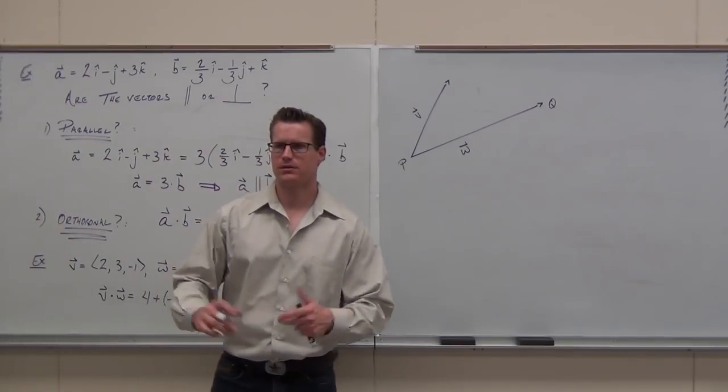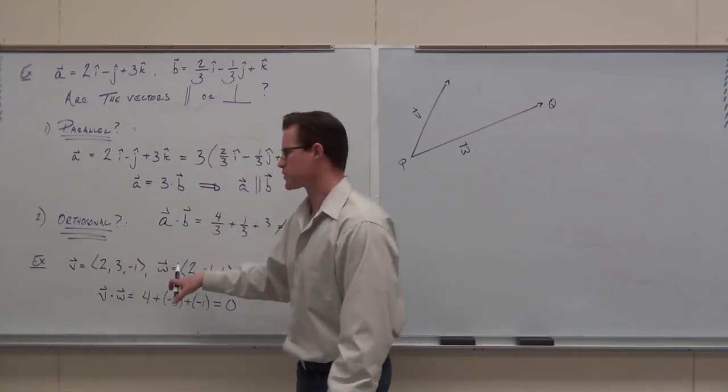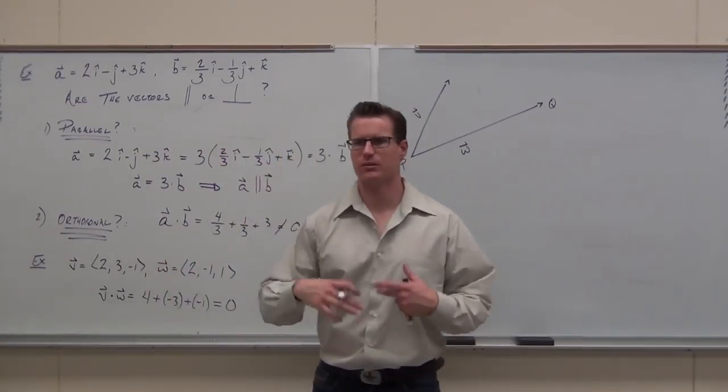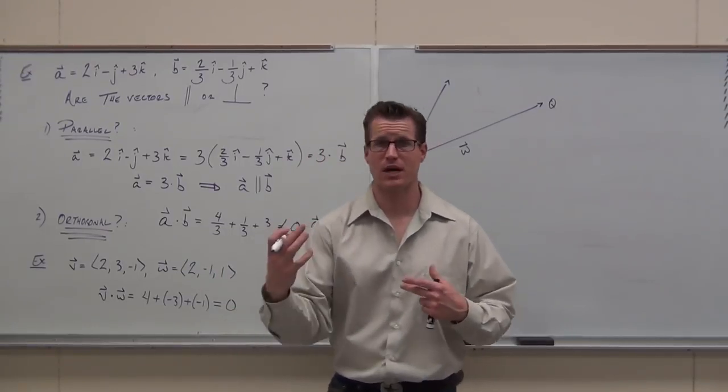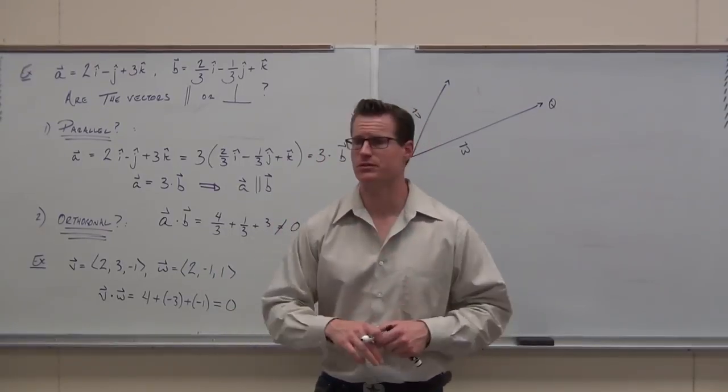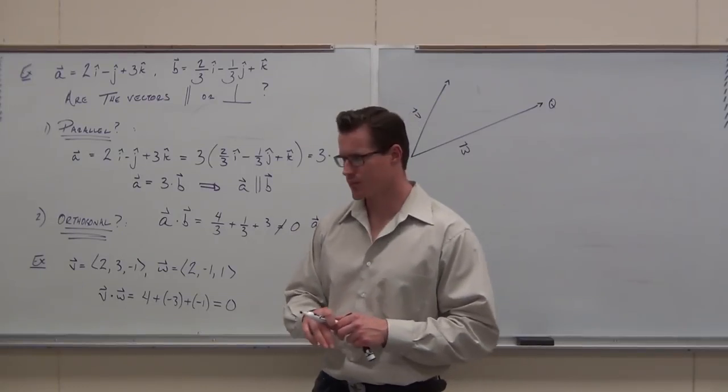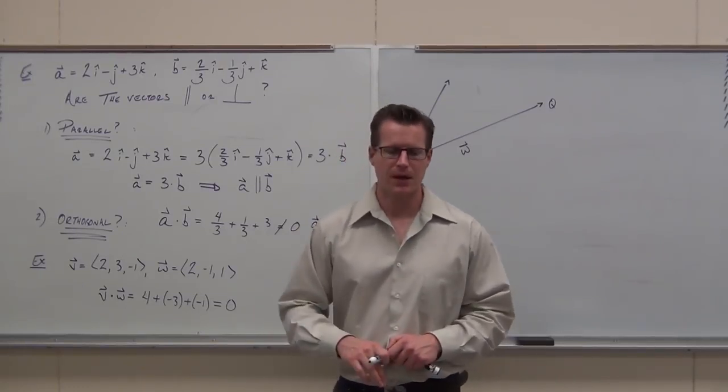Orthogonal, yes, no? Done. Yeah, absolutely. These two vectors are orthogonal because their dot product equals 0, and we just proved that the only way that happens is if the cosine of the angle between them is pi over 2. That's the only time we get 0, and that proves that we have orthogonal vectors here.